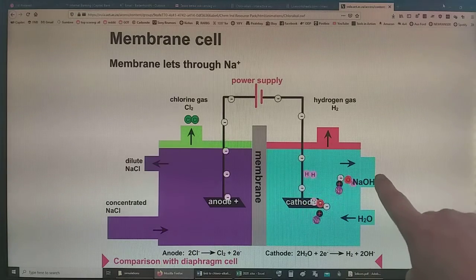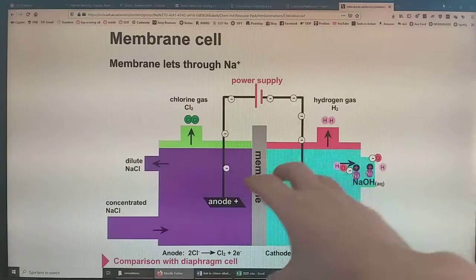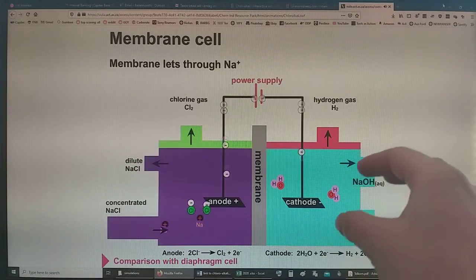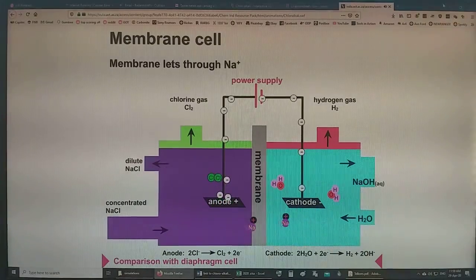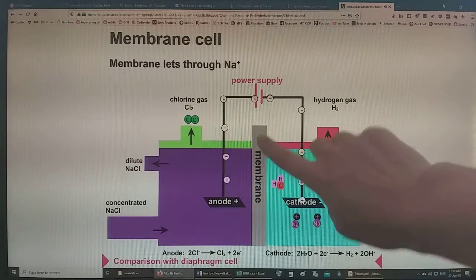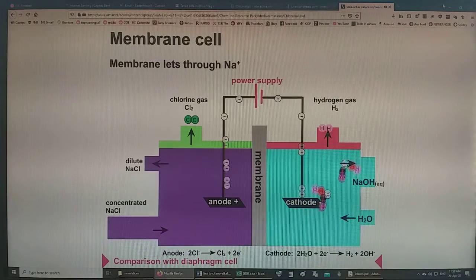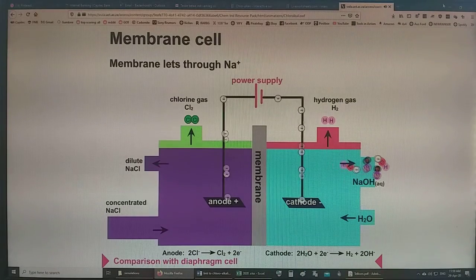Then on the live worksheet, you need to compare this to the diaphragm cell and mercury cell, and you'll see there's quite a few reasons. The number one being the safety. The diaphragm cell uses asbestos as the membrane, and the mercury cell obviously uses mercury, which is toxic, and that's why this is the cell that is preferred now.